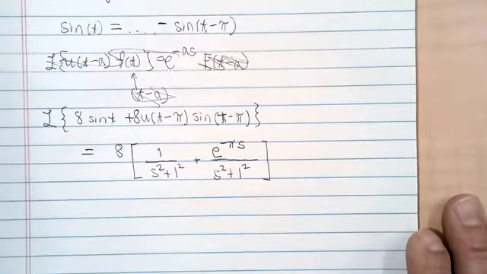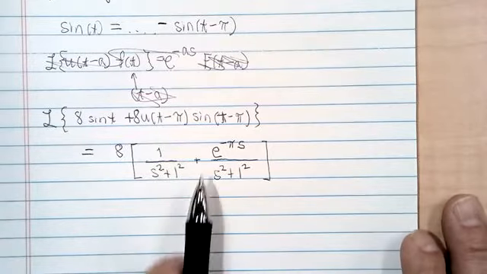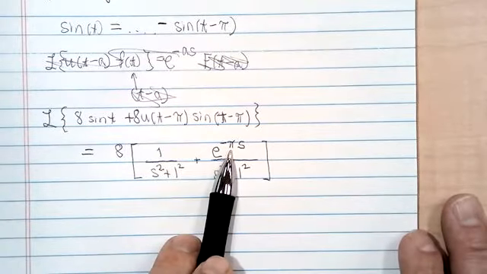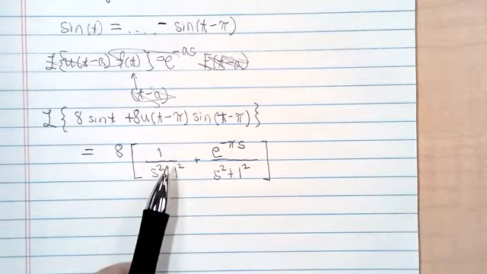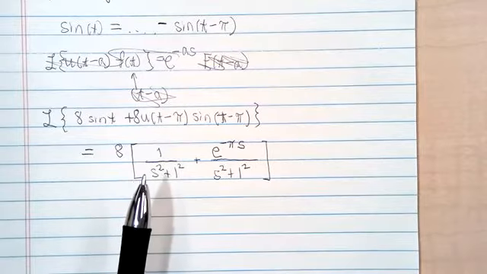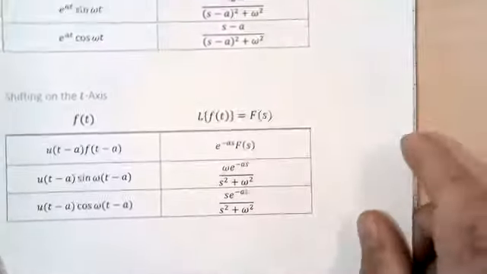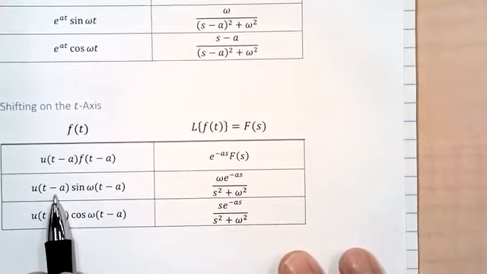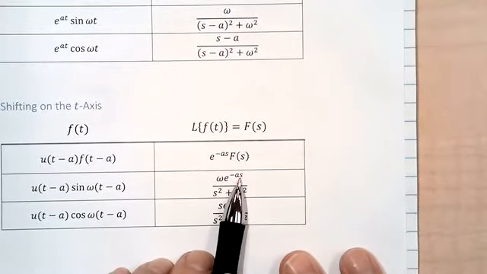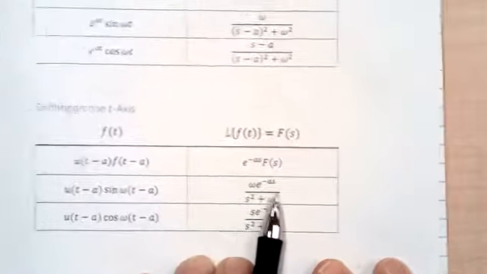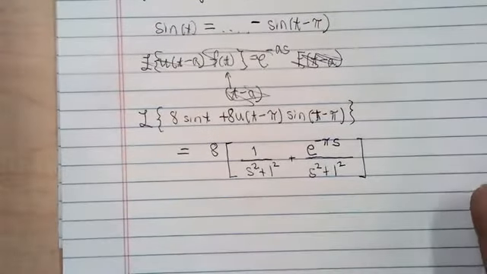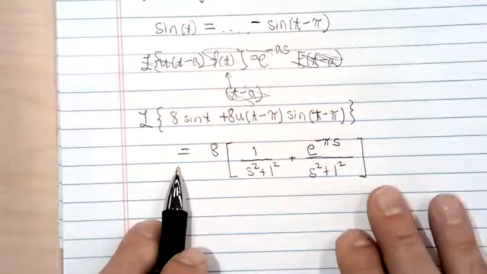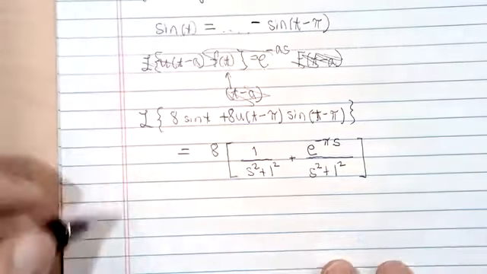The s doesn't come from t minus pi. It comes from the formula. The t minus a becomes just s for f of t. Your variable changes from t to s. Oh, that's not really showing. Okay, so that's the transform of the right-hand side, transform of the left-hand side.